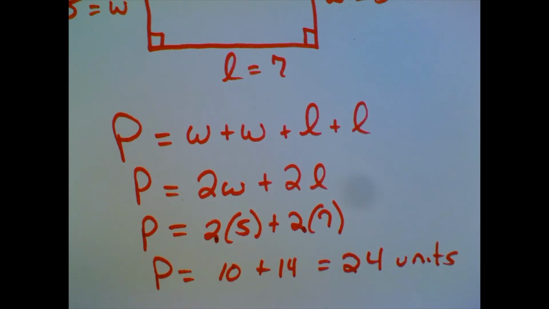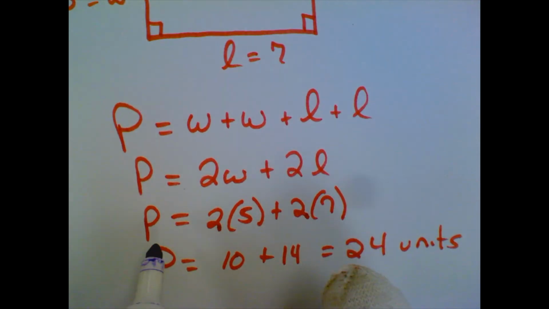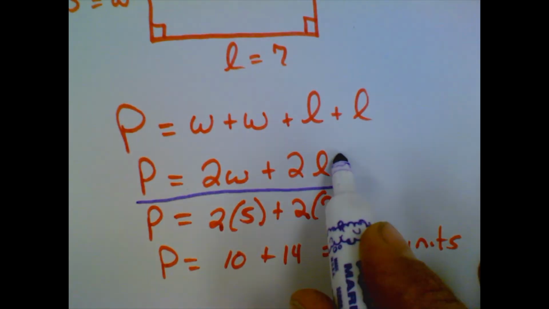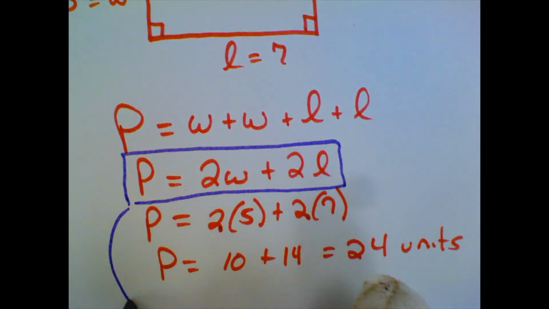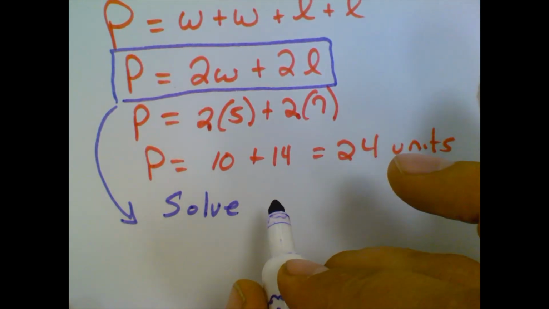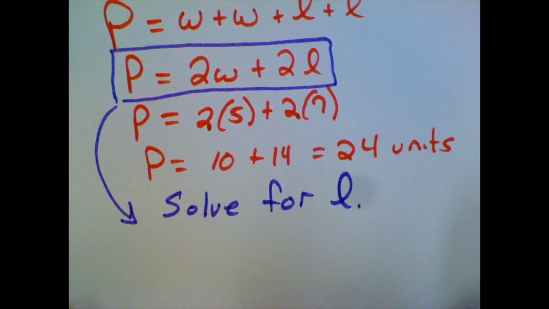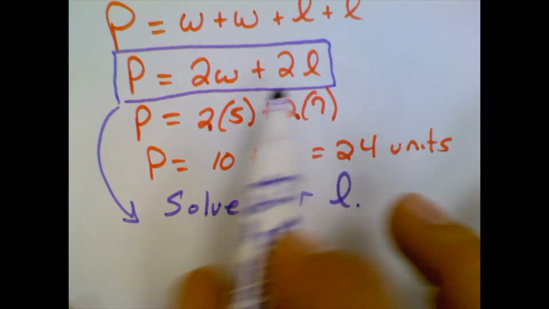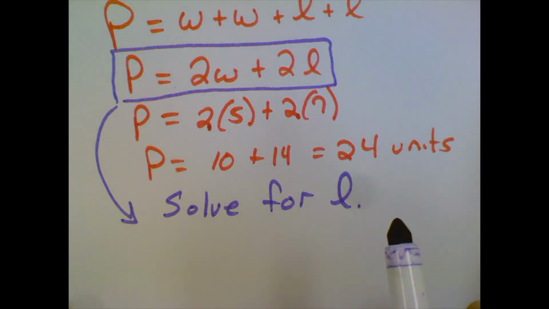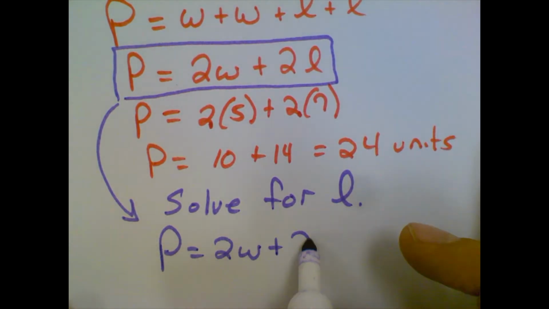All right. The whole idea of this section is to be able to take a formula and solve for one of the other variables instead of P. So let's solve for L. All that means, class, is we're going to take this formula and move everything to one side and leave L all by itself on the other. Okay, so let's try. P equals 2W plus 2L.